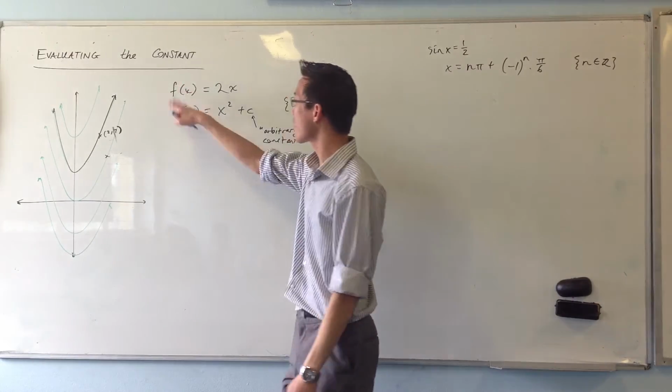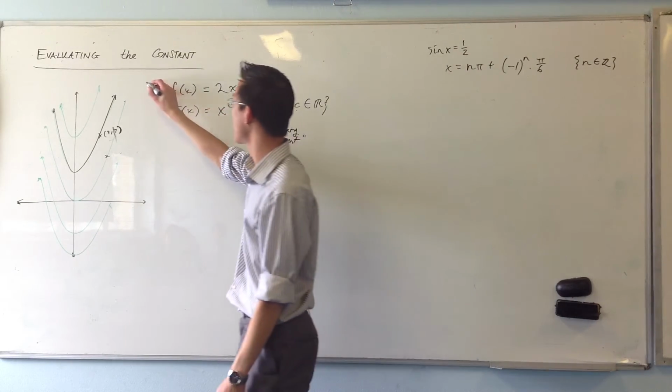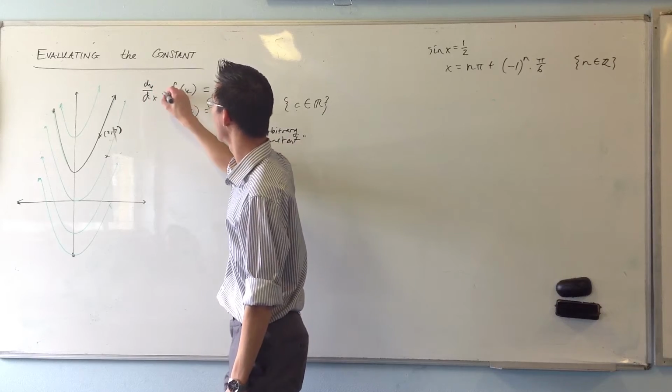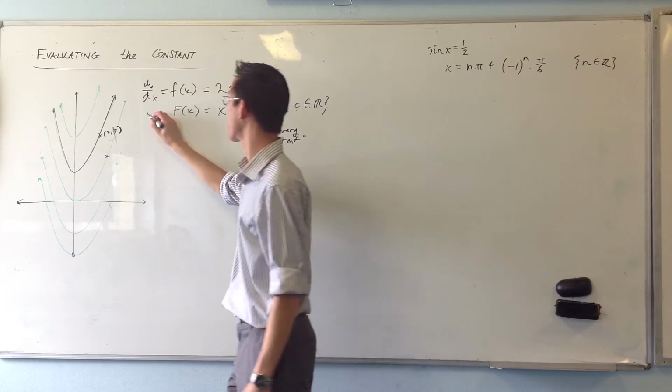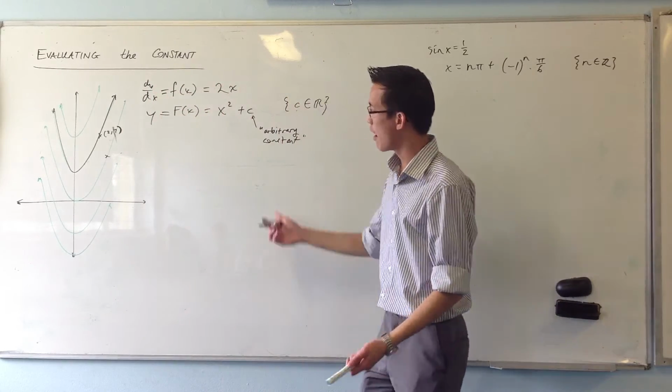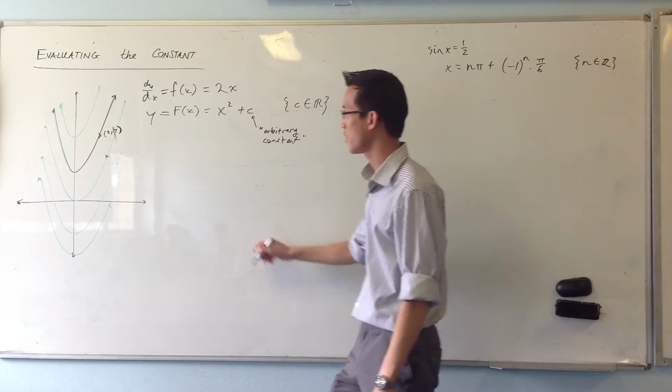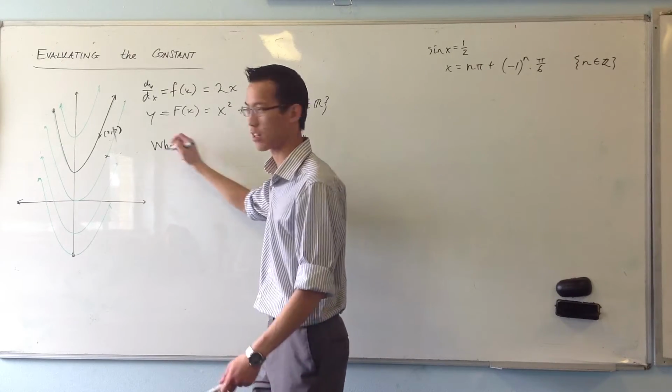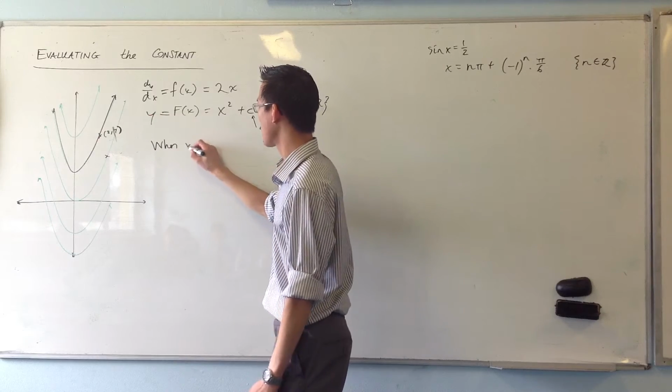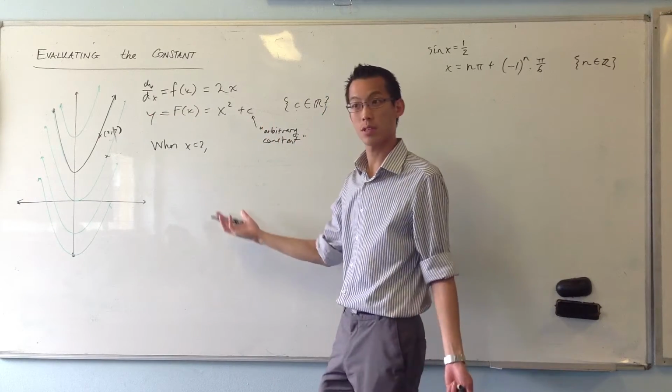Let's rewrite this, by the way. I might not write it like that. I might say this is dy on dx, which would make this y. So how do I evaluate what the constant is? Well, this is what the coordinate 2, 7 means: when x equals 2, y equals 7.